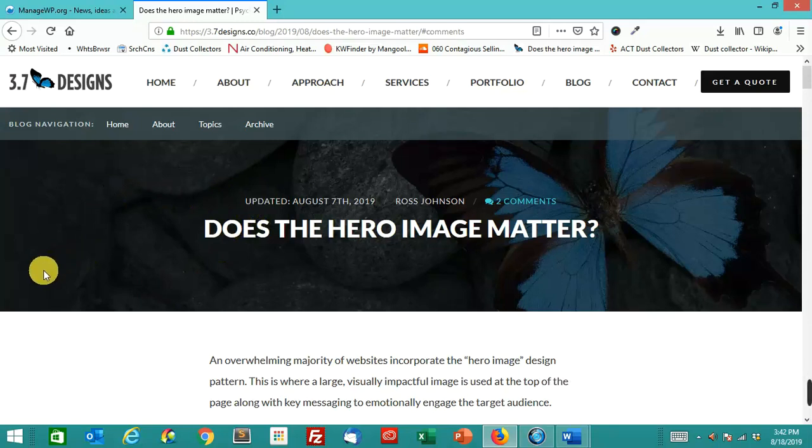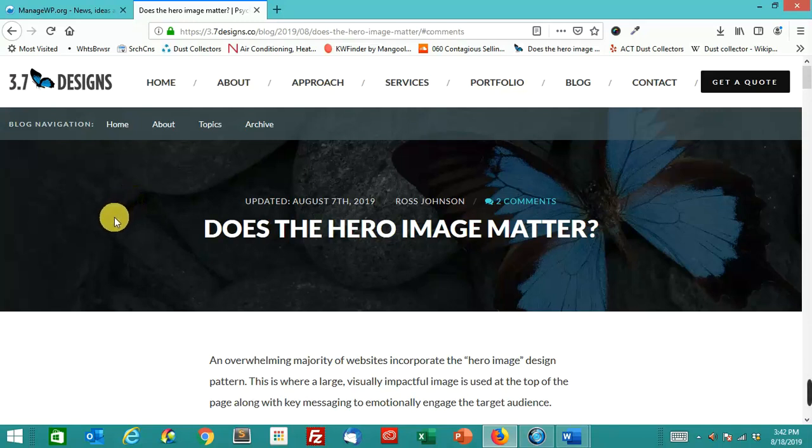Welcome back. This is John Locke, and today I'm analyzing an article that I came across called "Does the Hero Image Matter?" This is on the 3.7designs.co blog. I just found this very interesting.